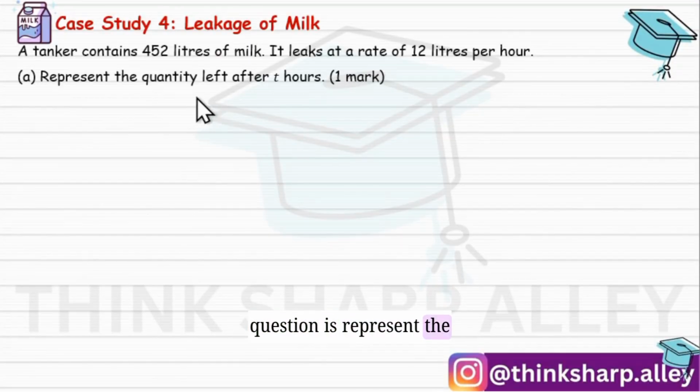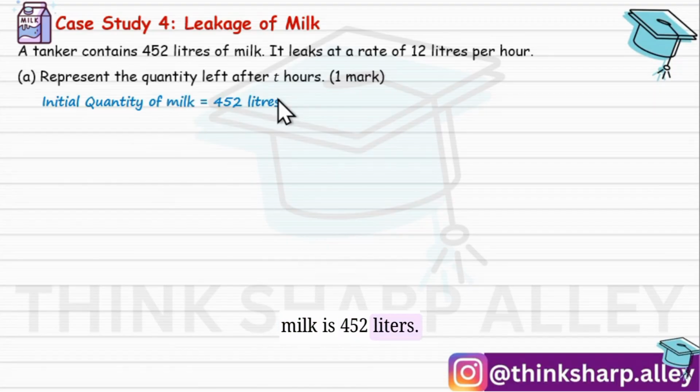First question is represent the quantity left after T hours. Now to find out how much milk is left after any number of hours, we start with our total and take away the leaked milk. So here the starting amount is 452 liters. So initial quantity of milk is 452 liters.